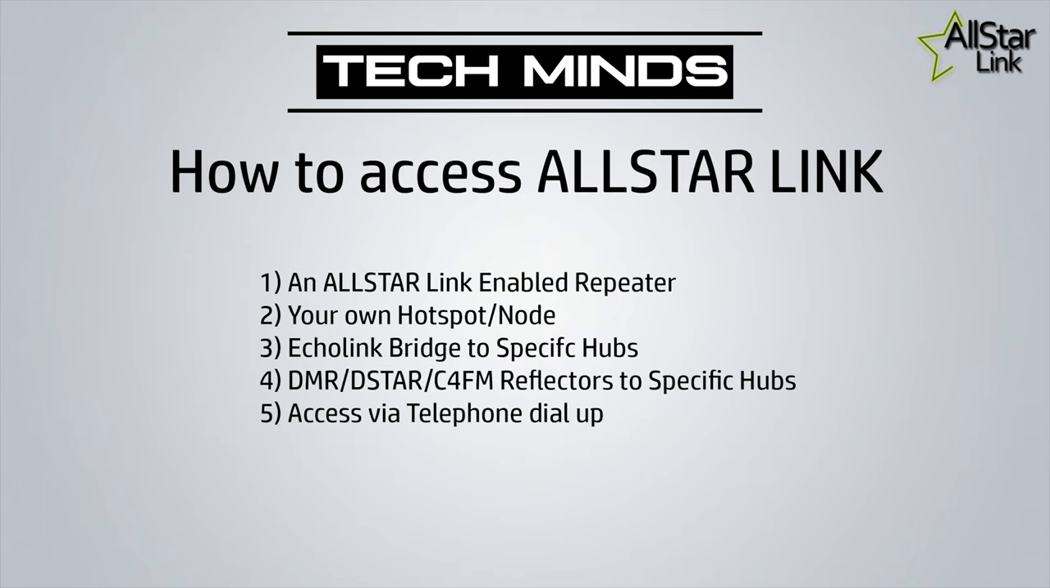Now how do you access Allstar? Well, you can either access it through an Allstar Link enabled repeater, you can build your own hotspot node, there are also some Echo Link bridges to specific hubs, also access it via some digital reflectors which are also connected to specific hub nodes. You can also access it via a telephone dial-up using a special number.